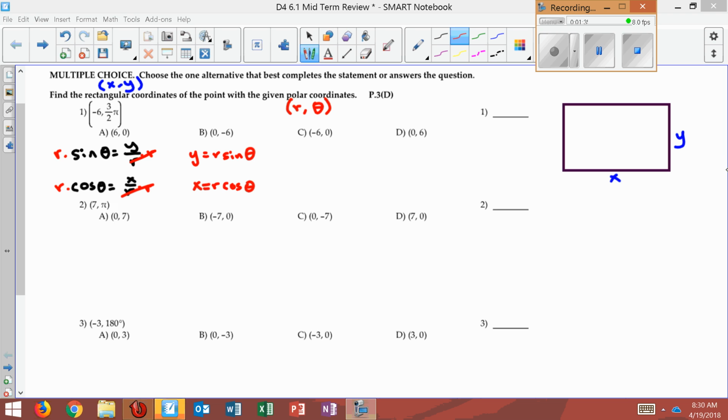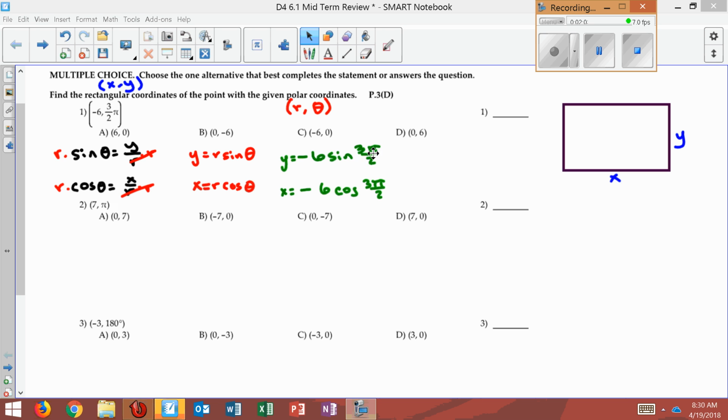And so I just need to plug in the points, and I can go to the calculator. So it'd be y equals -6 times the sine of 3 pi over 2. I'm going to write it this way, it's the same thing as 3/2 pi. And my x will be -6 cosine of 3 pi over 2. So this would be my y, this would be my x. I could type those in the calculator, and I should get the answer.